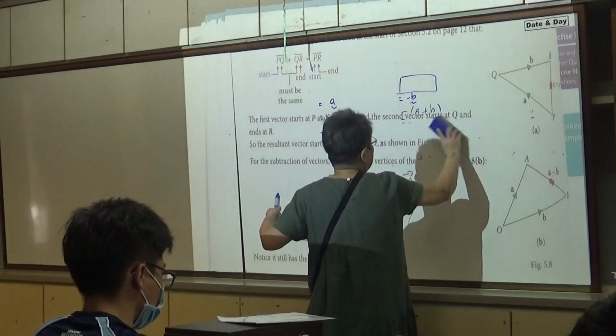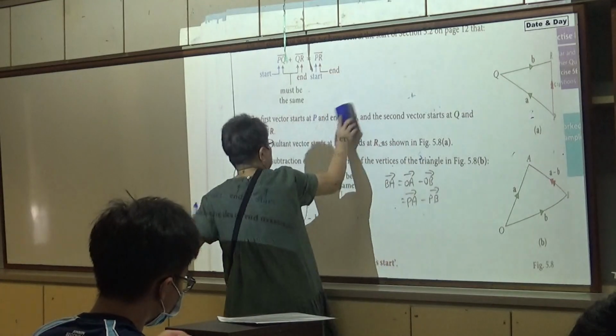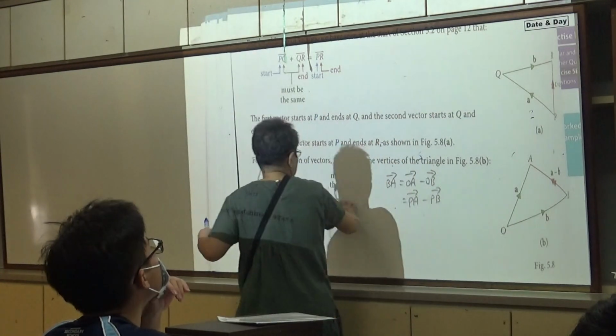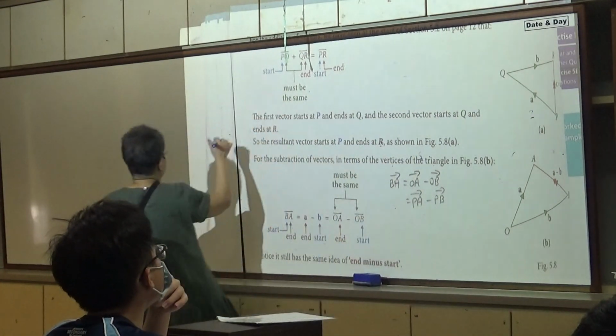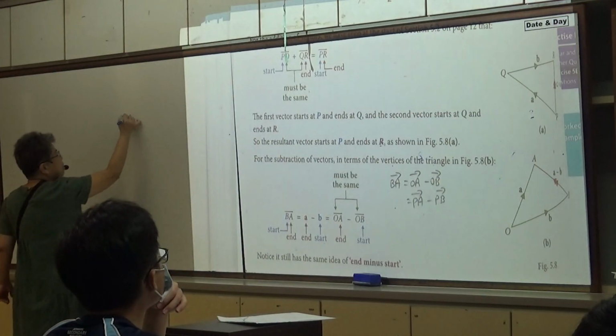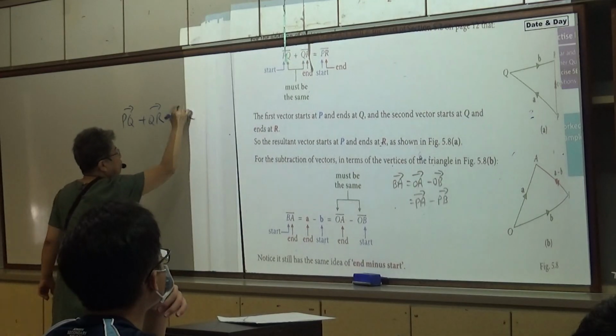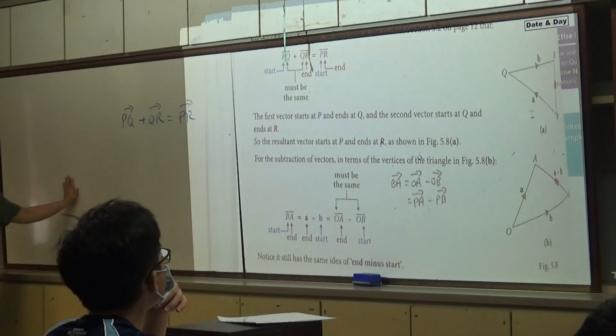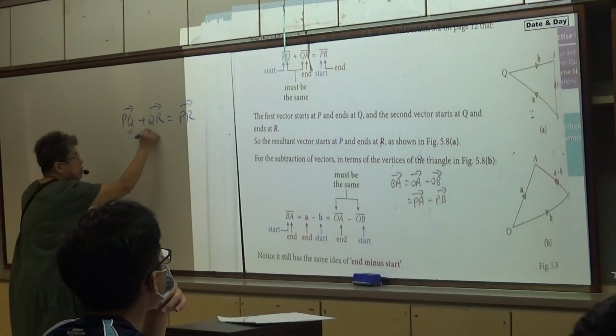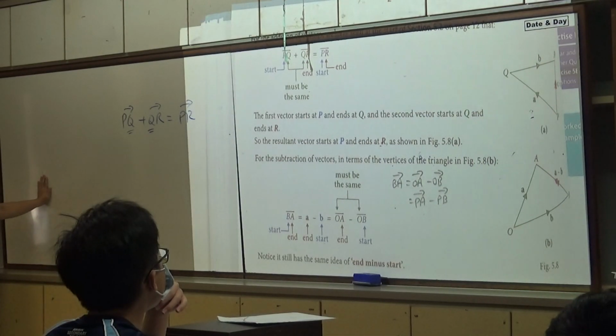Next, I need to tell you some notations here that are very, very useful when we do vector addition and vector subtraction. Okay, I want you to look at the first one on top. Can you see PQ plus QR will be PR, right? This one I told you some time ago. Can you see that this intermediate one must be the same?